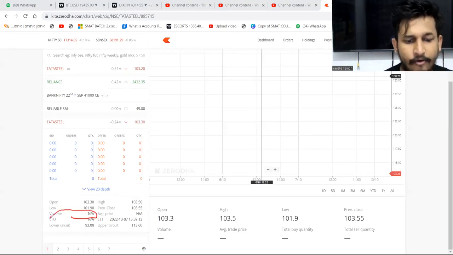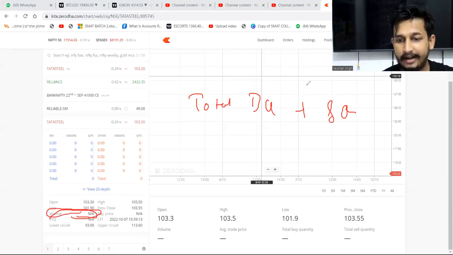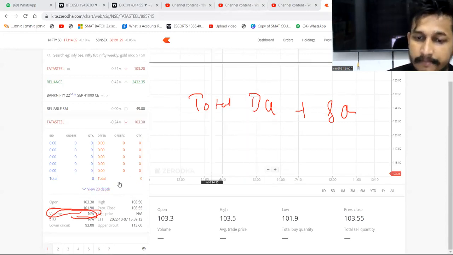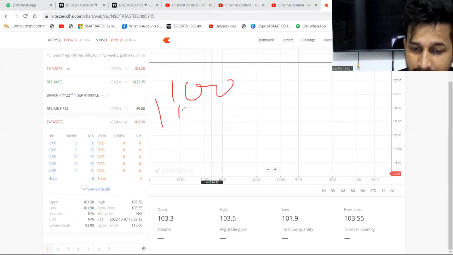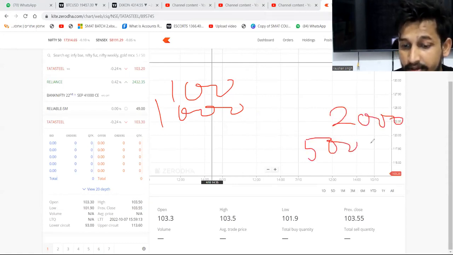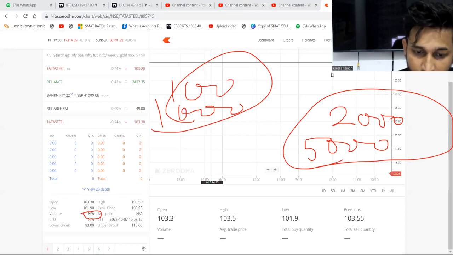Then volume. Simply, you can consider it the total number of buying quantity plus selling quantity. It is important for identifying a lot of things, and I'll cover how we select stocks based on volume in that class. In simpler words, if I am buying 100 quantity, someone else is buying 1000, someone is selling 2000, someone is buying 5000, all the quantities get added together and that is counted as volume.